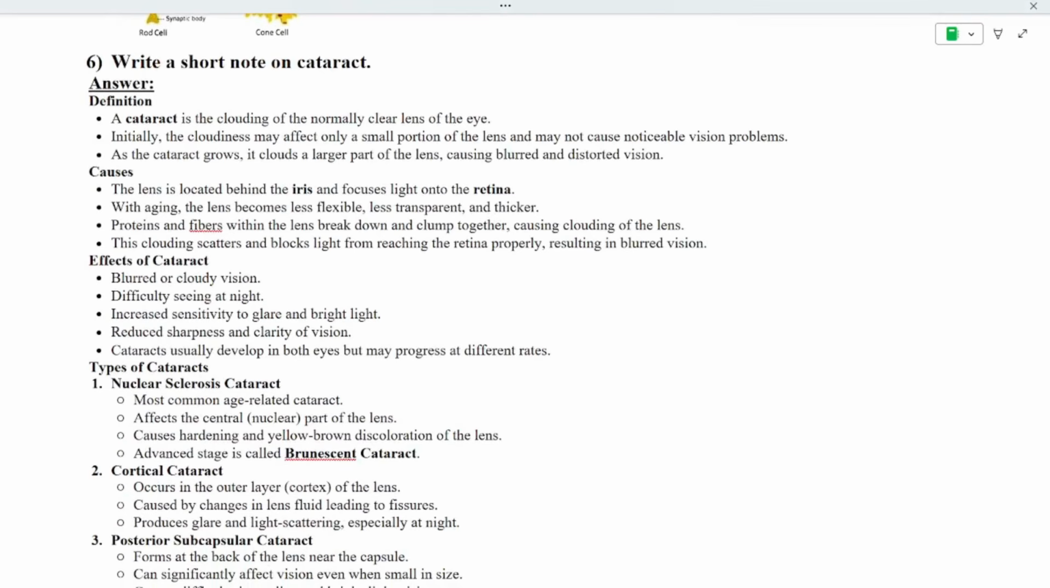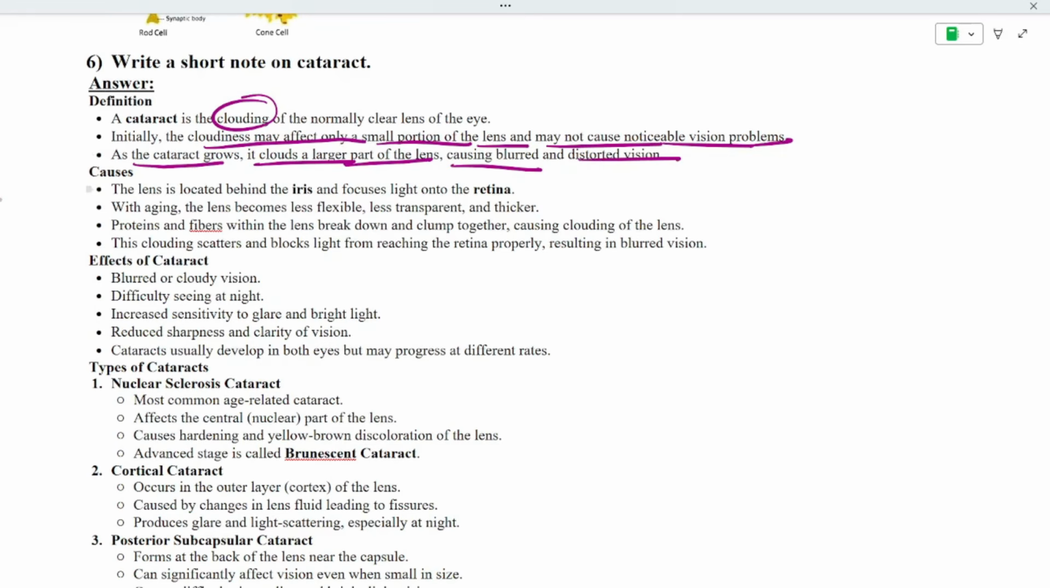Cataract is the clouding of the eye's lens, caused by age or other vision problems. The cloudiness may affect only a small portion of the lens and may not cause noticeable vision problems. As the cataract grows, it clouds a larger part of the lens and can cause blurred vision and other vision problems.